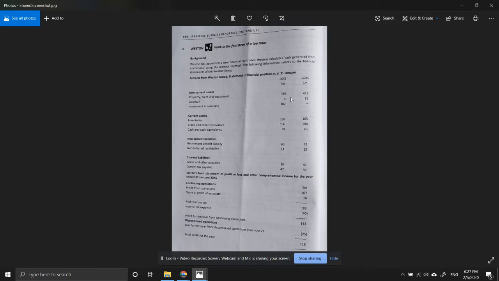Non-current assets (PPE) have decreased, so there might be some sell-off, some impairment. Let's figure it out. Goodwill has also decreased, might be due to disposal or some impairment. Associate investment is this figure. If it is not given down below, this figure will be important, right?